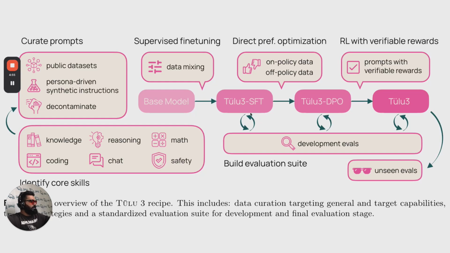Throughout this process, they are checking performance on their development evals. And then at the very end, once they have their final model, they check the performance on a hidden, held out set called the unseen evals. So ultimately, they are trying to do their best to make sure that they're not overfitting and that their model is generalizing to unseen data.